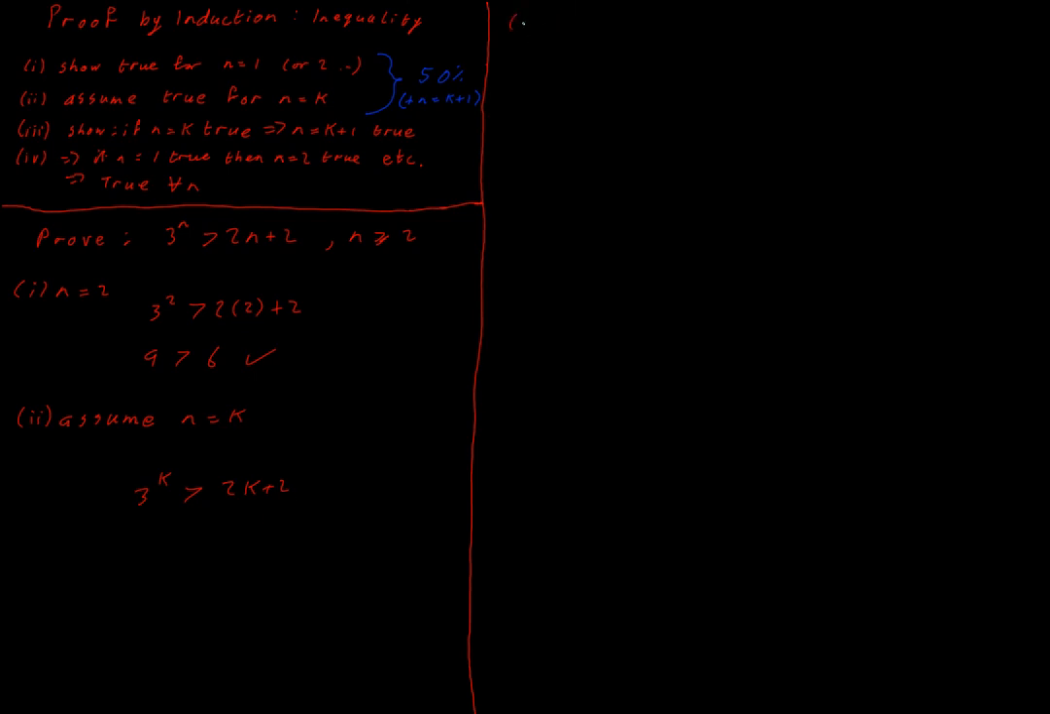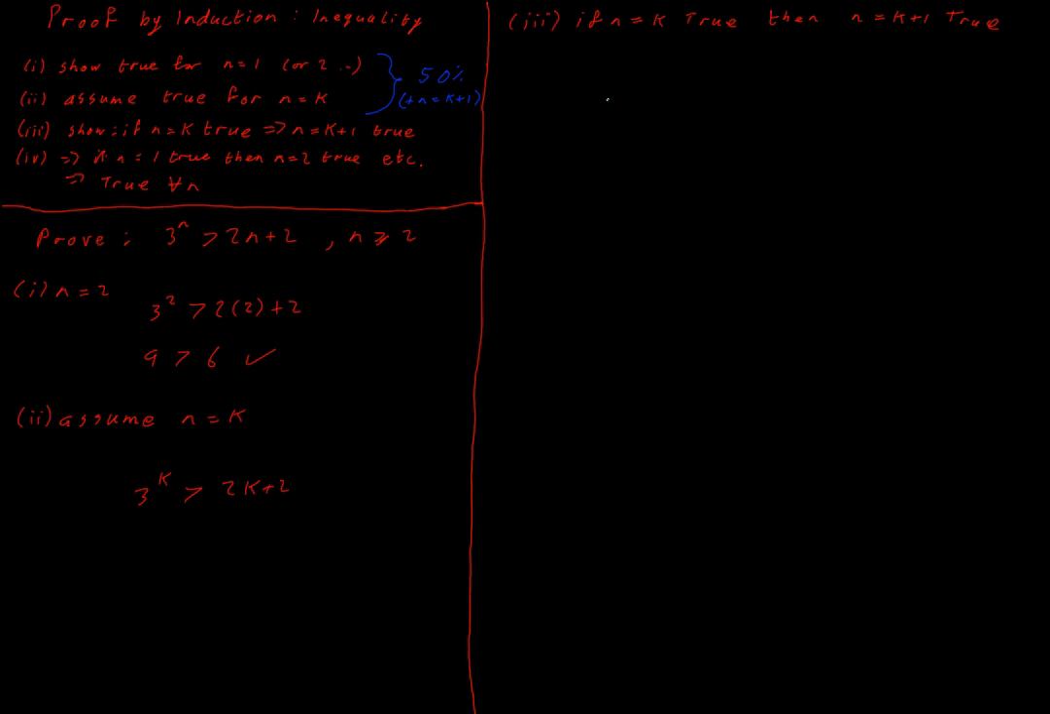Part 3. Part 3, we are going to say if n is equal to k is true, then we are going to have n is equal to k plus 1 must be true. Same setup for stage 3 as always.